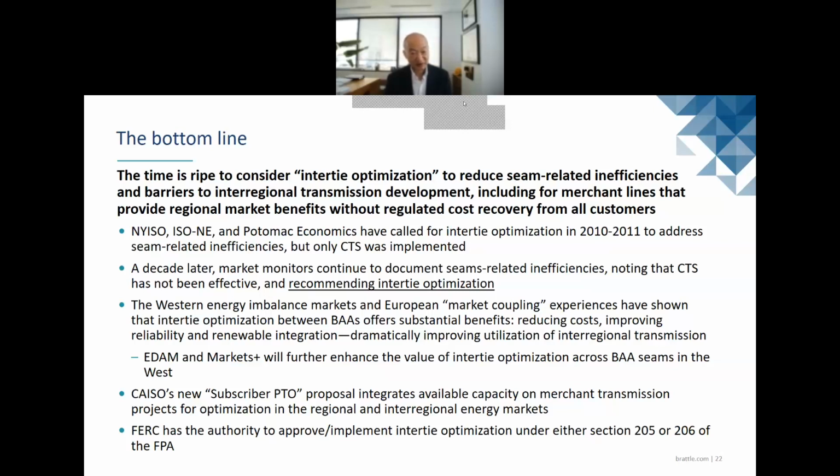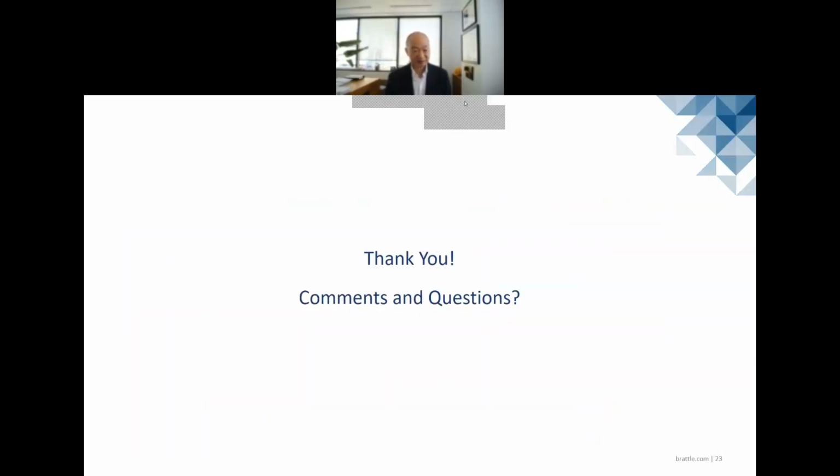Then CAISO currently has its subscriber PTO proposal pending before FERC, which would integrate the available capacity on merchant interregional transmission. And finally, not only is the economic case a compelling one, but FERC would have the legal authority under Section 205 or Section 206 of the FPA to implement intertie optimization. So with that, we're happy to take any questions that you might have.